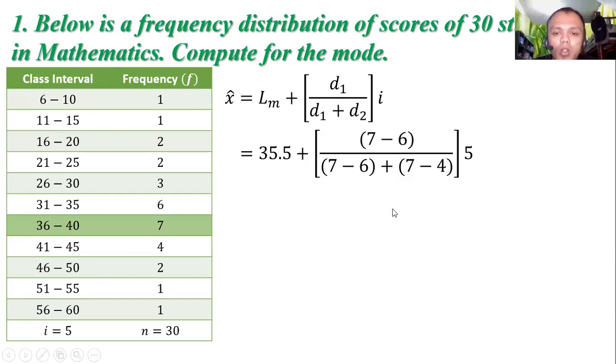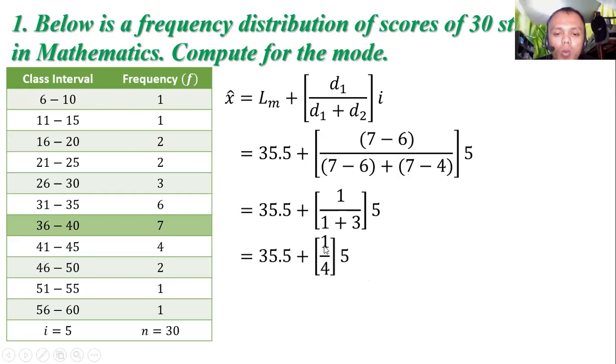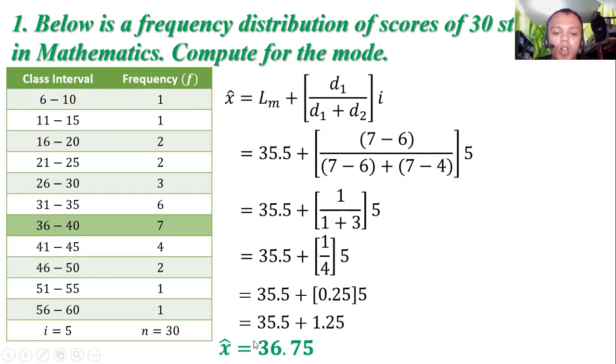Then, 7 minus 6 is 1. So 1 plus 3 here, 7 minus 4 is 3. 1 plus 3 here is equal to 4. 1 divided by 4, we have 0.25, times 5 is equal to 1.25, plus 35.5, that would be equal to 36.75. Okay?